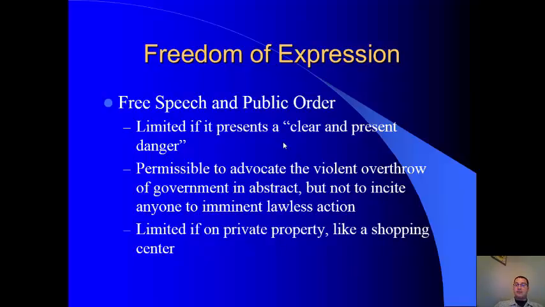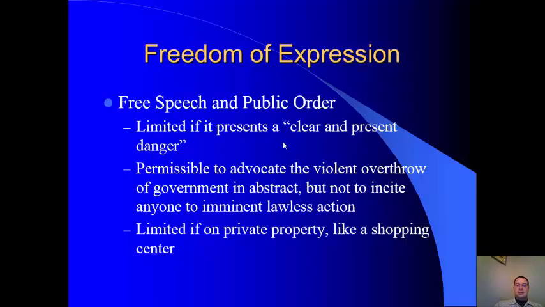It's permissible to advocate the violent overthrow of government in the abstract, right? But not to incite anyone. So you can't lead the charge with the pitchforks and the axes towards the government. But in the abstract, you can talk generally about anarchy and stuff like that. And that's freedom of speech. But you can't create a clear and present danger of inciting people to rebellion.